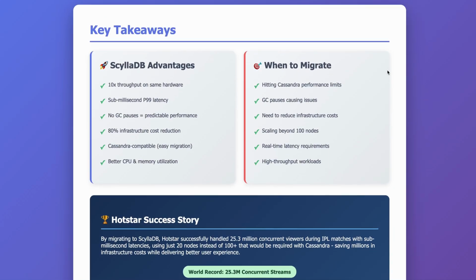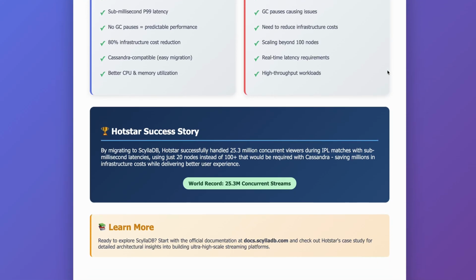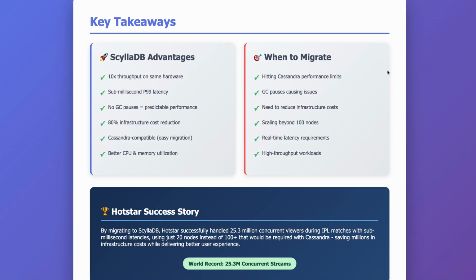Operationally, you get a 90% reduction in ops alerts, 0 garbage collection tuning required, compactions run 5 to 10 times faster, auto-tuning capabilities, and better monitoring dashboards. Let's wrap up with the key takeaways.